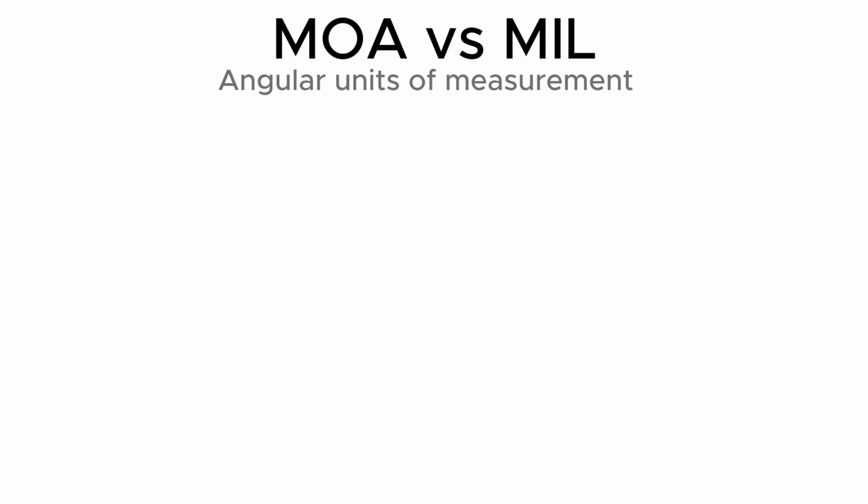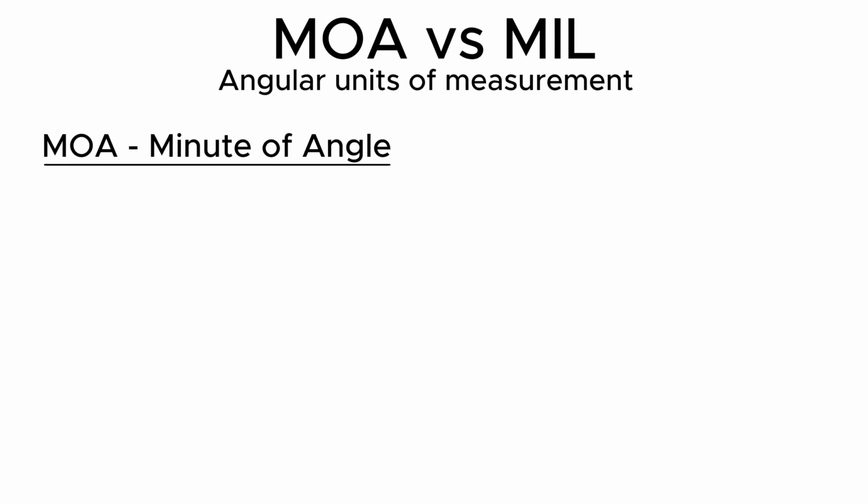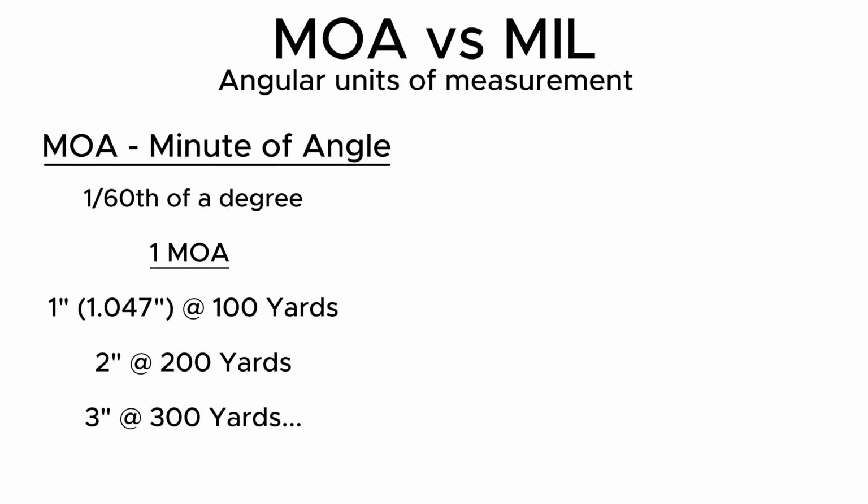Both MOA and mil are angular units of measurement used by shooters to determine scope adjustments and group sizes. MOA, standing for minute of angle, is equal to 1/60th of a degree. This translates to a touch over 1 inch at 100 yards. This extrapolates linearly as distance increases. 1 MOA at 200 yards is 2 inches, 1 MOA at 300 yards is 3 inches, and so on.